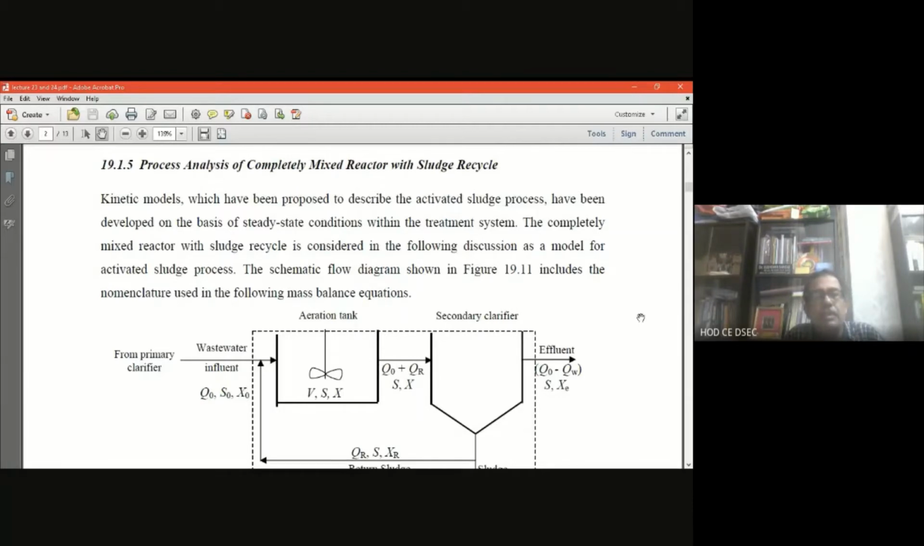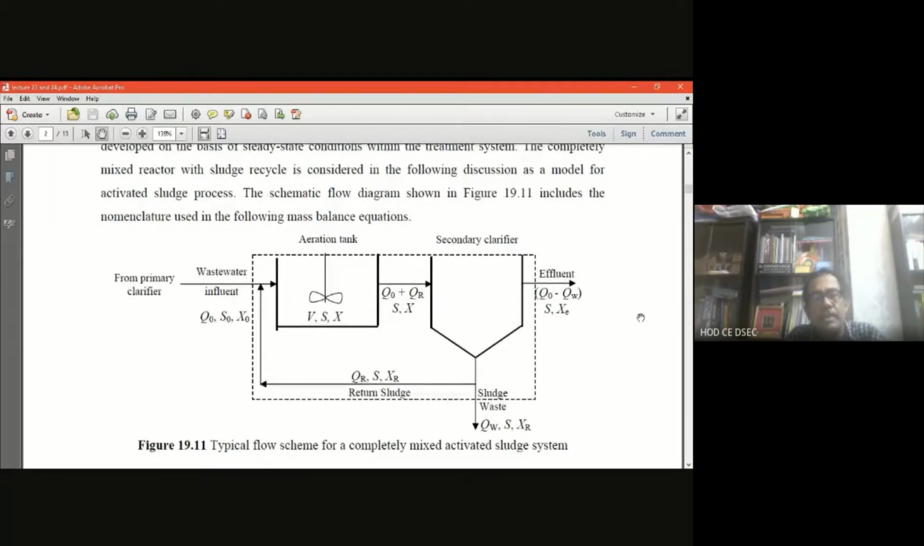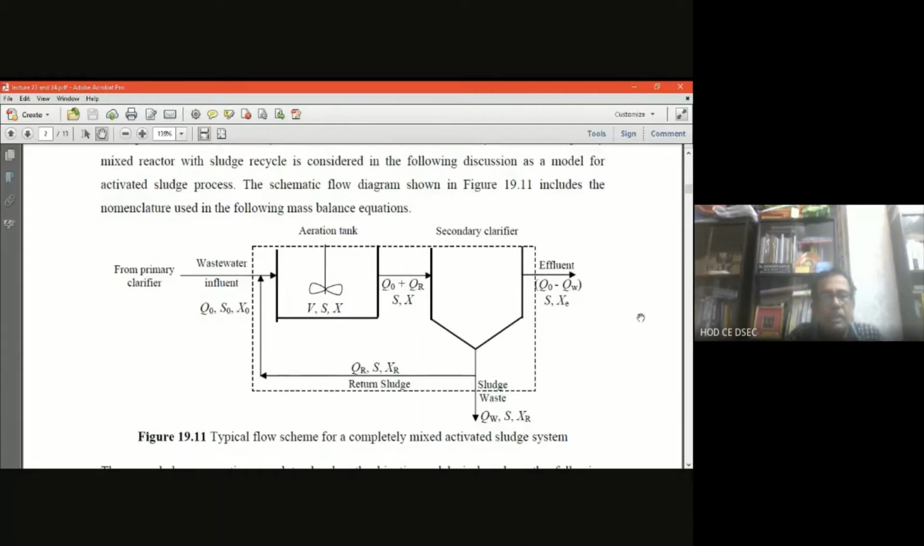So a completely mixed reactor with sludge recycle is considered in this schematic diagram, which includes the nomenclature used in the following mass balance equation. Again, I am showing you Q0, S0, X0, the inflow parameters: Q0 is the initial flow, S0 is the initial substrate concentration, and X0 is the initial biomass concentration. But for analytical purposes, that initial biomass concentration X0 will be considered as nil, that is zero. We will describe that later on.